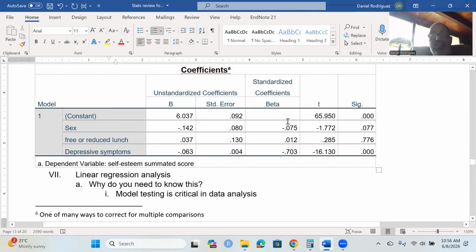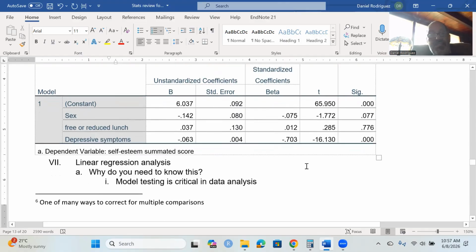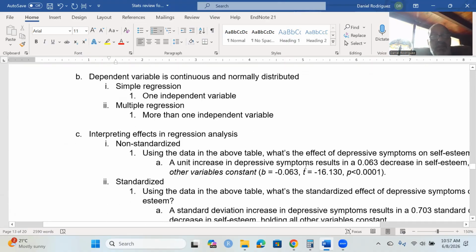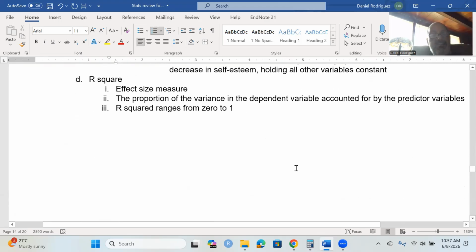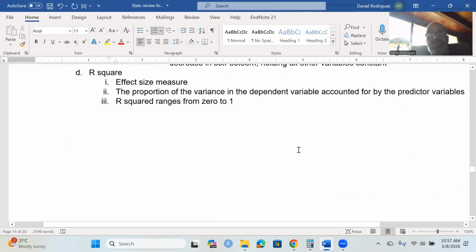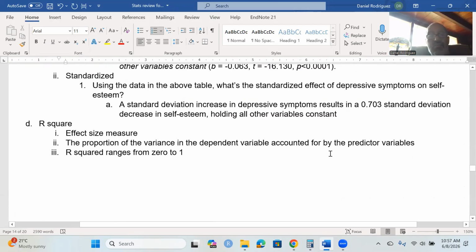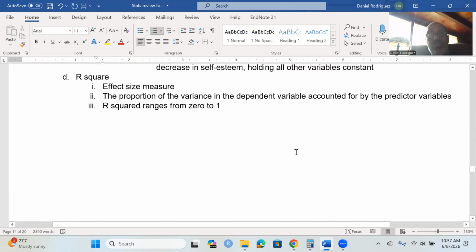I can also standardize these regression coefficients so that I can directly compare them. These have no scale anymore. This had a scale, whatever the depressive symptom scale was, whatever the lunch scale is, whatever the gender value is, but this doesn't. So I can say, wow, this one is bigger than the rest. 0.73, ignoring the negative sign, just because I'm looking at the strength, is much stronger than the other two. Okay. We can also look at R squared. That's a measure of the proportion of the variance accounted for by all predictor variables, and it ranges from 0 to 1.